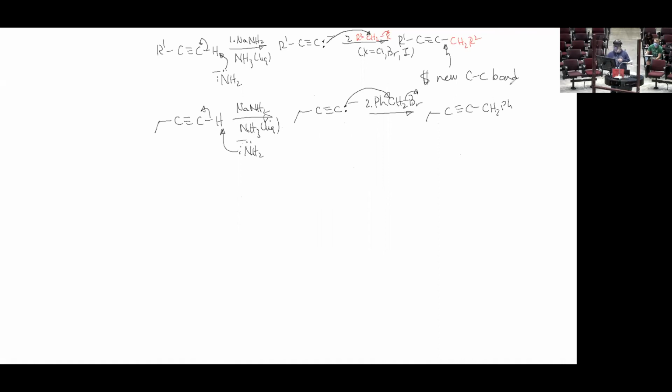No, the question was, would this work with vinylic halides? No, the carbon-halogen bond is too strong in those, and we'll learn why in chapter 11. This works best of all with primary alkyl halides, maybe secondary, and certainly not tertiary or vinylic. So you need that carbon that has the halogen on it to be sp3 hybridized. And we'll learn why in chapter 11.